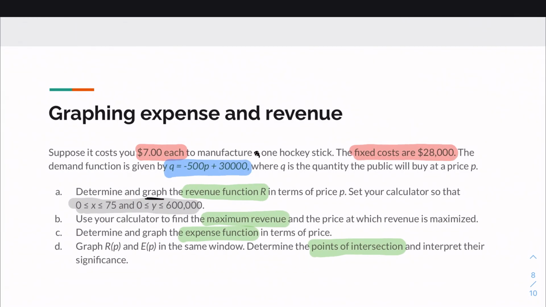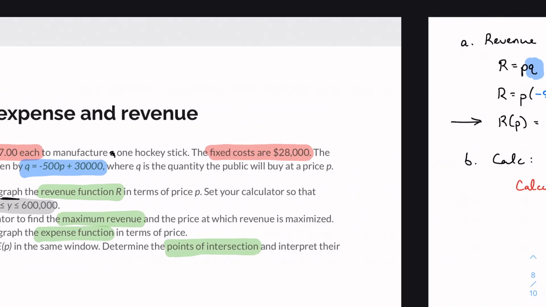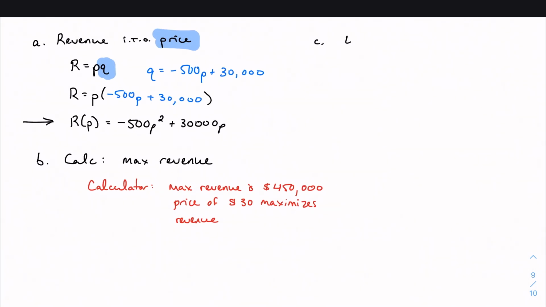So that's going to take a little bit of time. Well, in order to get it in terms of price, I need to start by doing it in terms of quantity. So I'll start with my fixed and variable expenses. I know my fixed expenses were $28,000 and my variable expenses were $7 per item that I produce, so 7Q. As I said before, we need to find a way to get rid of Q because I want to express my expense function in terms of price.